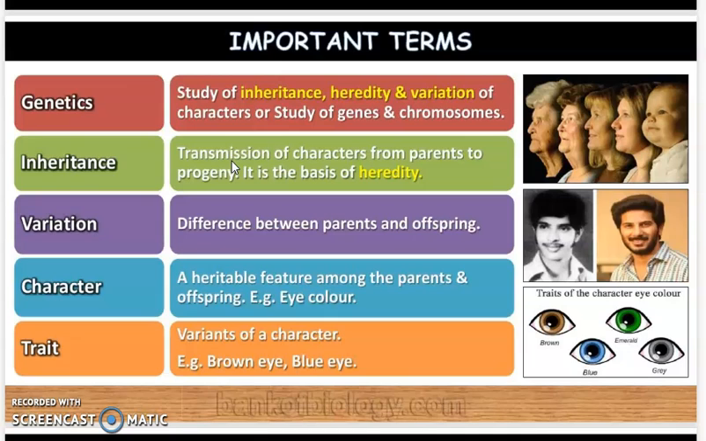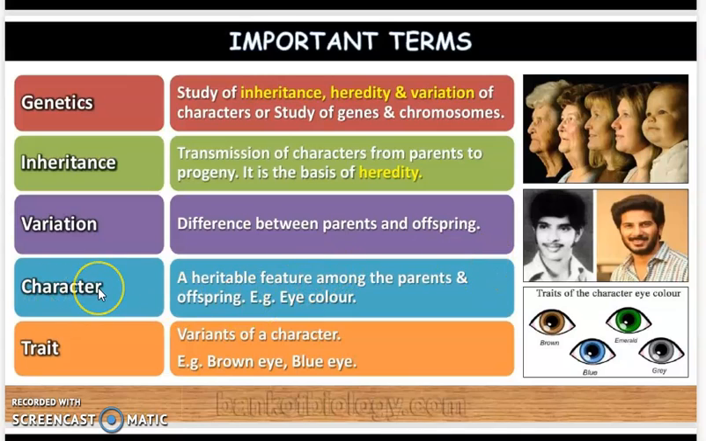Now seeing the next term, which is called variation, that is the difference between parents and offspring. They have given a picture of Dulquer Salmaan, right? So you see his father and they have many characters which are similar, but they are different from one another, right? So there are differences between parent and offspring also.